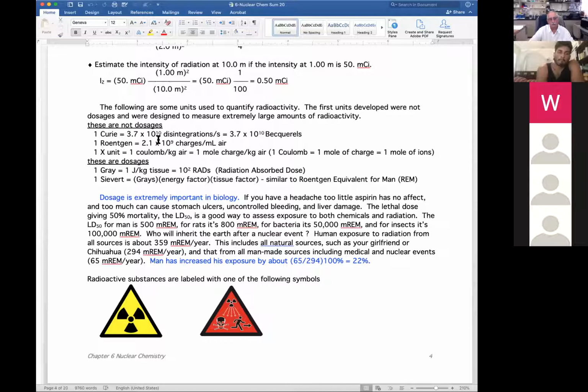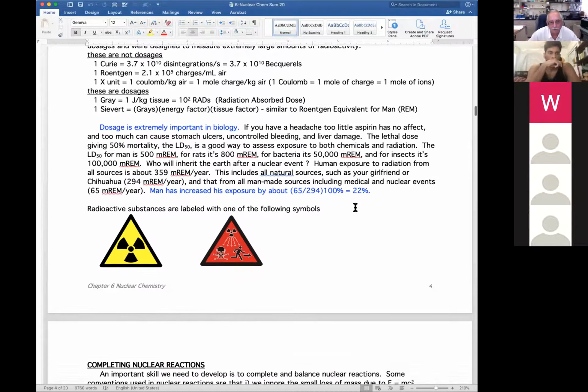And these are not dosages. These are dosages. Notice it's the energy absorbed per kilogram of tissue, also known as a RAD, radiation absorbed dose. So these are also dosages. And of course, dosage is extremely important in biology.